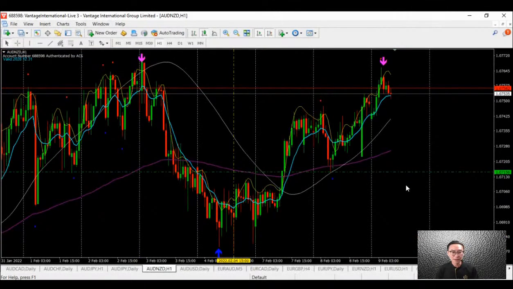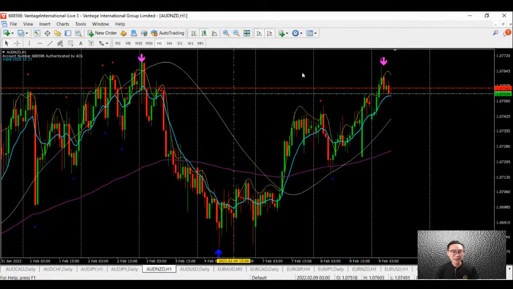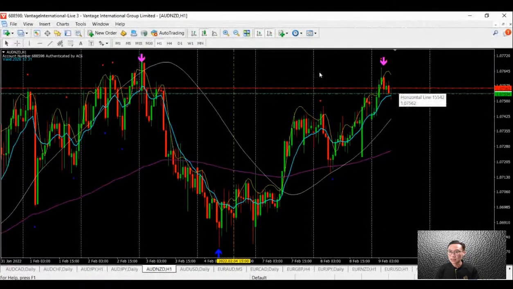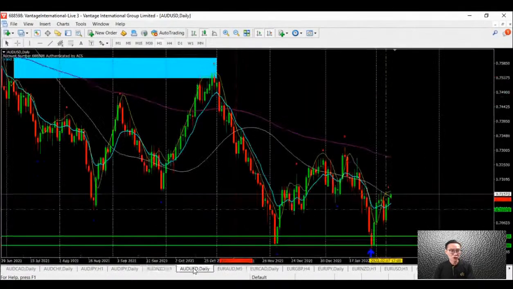Okay, so probably the support is maybe over here. Oh yeah, just right now. If it's coming down to build a new support, it will break the resistance easily and continue the buying. So Aussie Kiwi is good to buy, but no for selling.